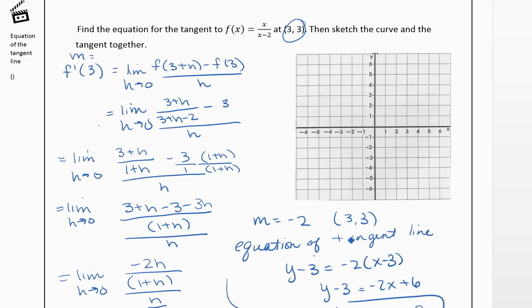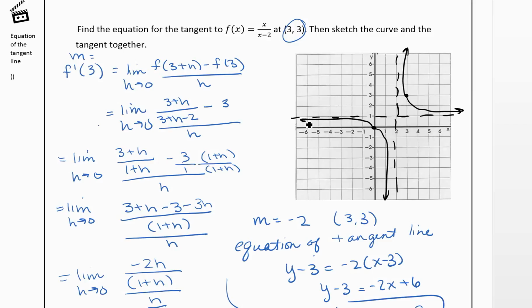The original directions asked us to sketch the curve and the tangent. So we want to sketch x over x minus 2. Well, a few things we know about that graph. We know it has a vertical asymptote at 2. It's got a horizontal asymptote at 1. We know 3, 3 is a point on the graph. And so it's going to look like this. We know 0 is a point. You can check on your calculator, but the graph looks something like that.